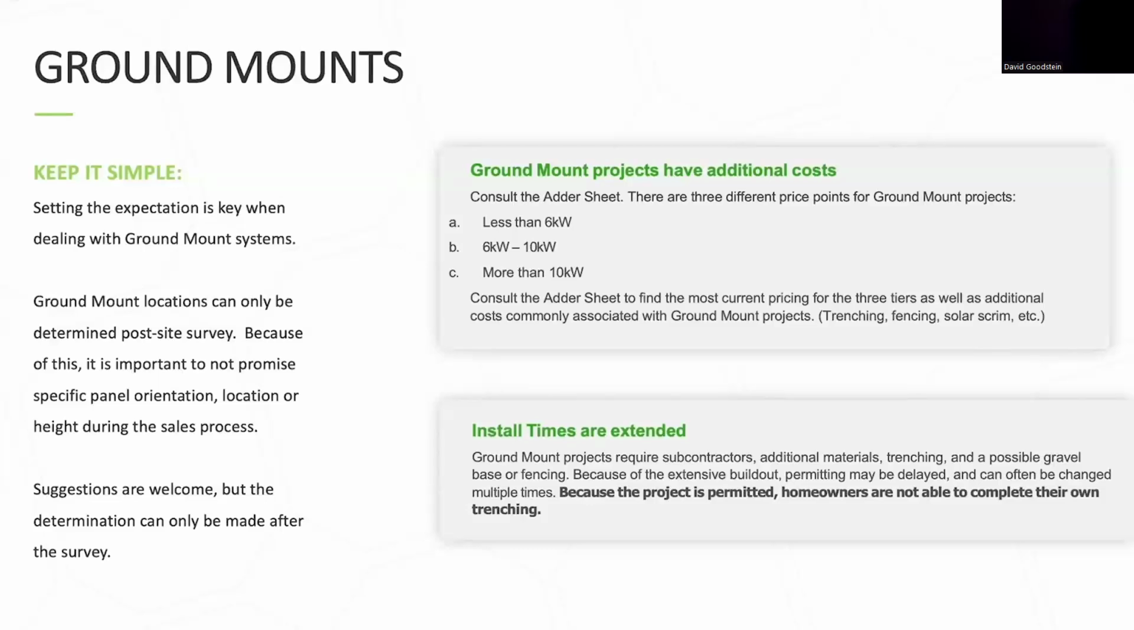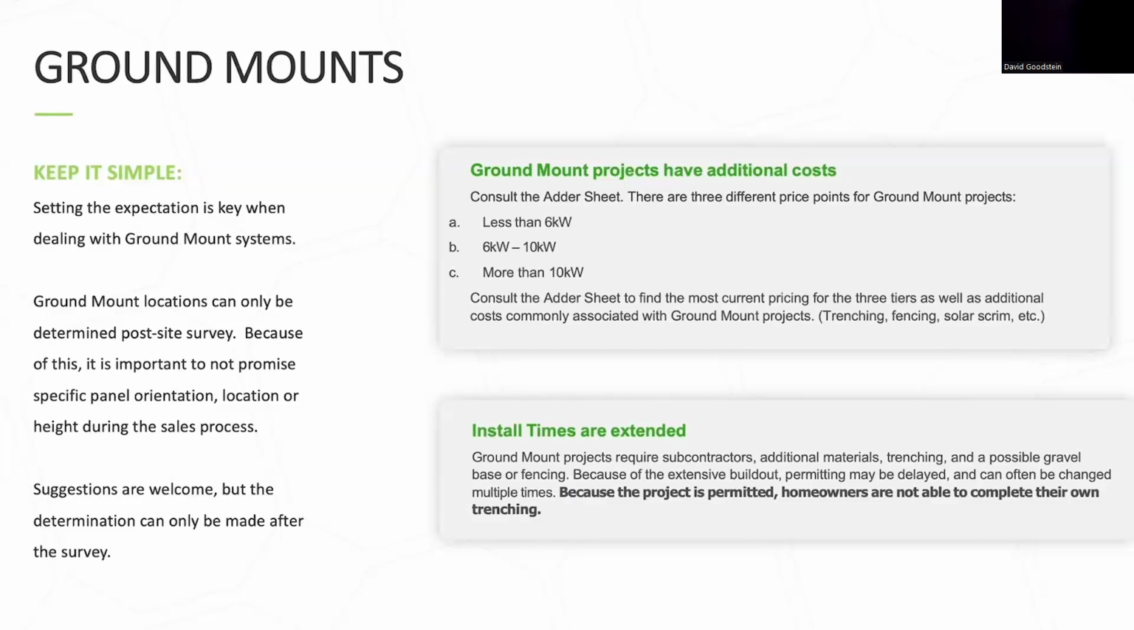So when working with ground mounts, it's best to set the expectation early to understand really what goes into a ground mount project. So refer to the adder sheet for the different adder amounts for the different sizes of the ground mount project. There are 3 different size tiers for ground mounts, and each one of those tiers has a different adder. Typically with ground mounts, install times are extended because it requires subcontractors, the gathering of additional materials, there's trenching, possible gravel base or fencing. So it's a pretty extensive build out.